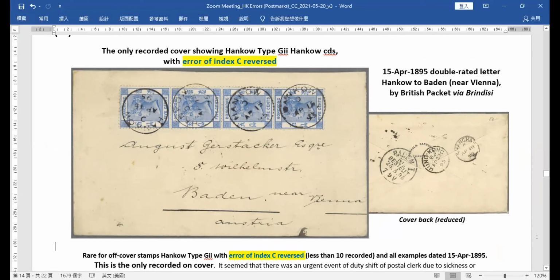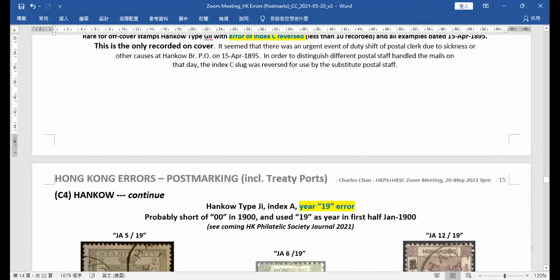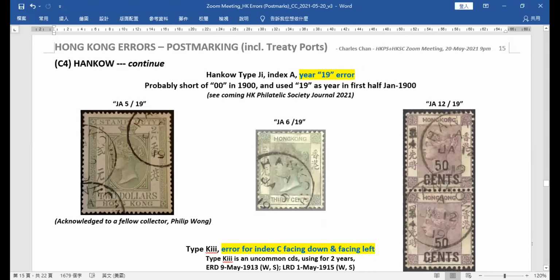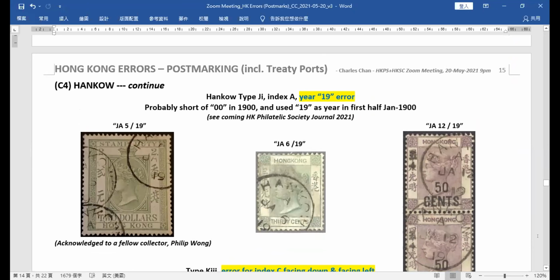Okay, I go next. Hankow year 19 era. There's a news I consider it will be very late use on the QEII issues, but it looks unlikely because according to Prowl, the QEII issues were invalid to use after 1st of May 1909. Therefore, using QEII stamps 10 years later in 1919 looks remote.